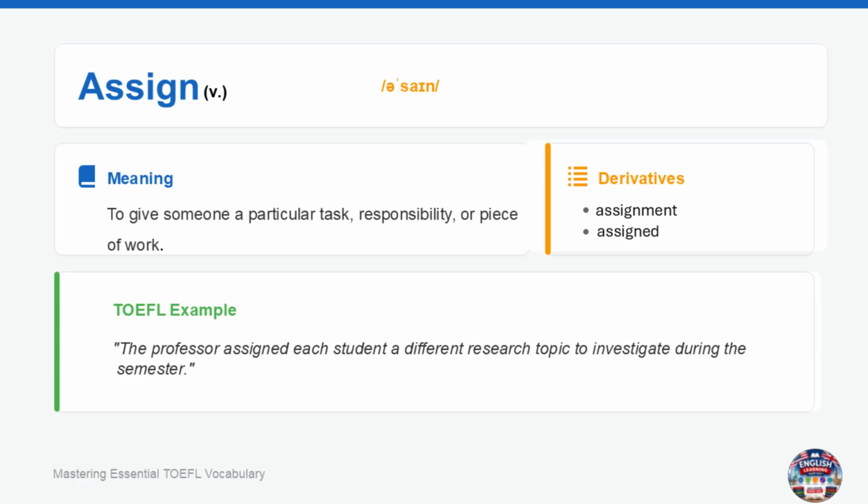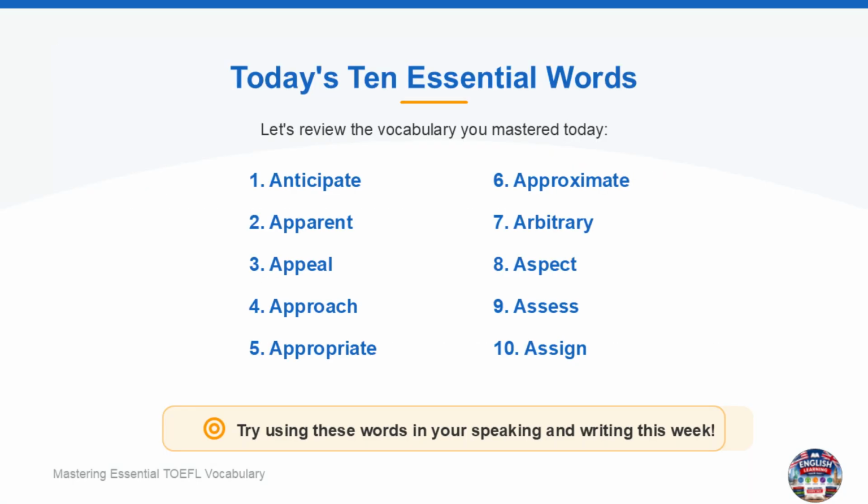Now let's review the derivatives. Assignment, assigned. So an assignment is the work a teacher gives students to complete. Exactly. Before we finish today's lesson, let's do a quick review. I'll say the word, and Elisa will tell us its meaning.